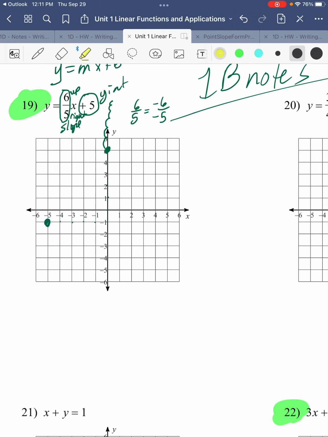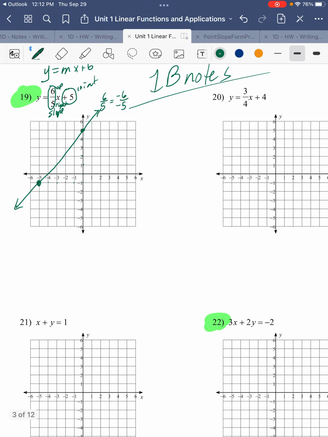And in this case, I can only have 2 coordinates. So I can only have those 2 points. Usually I like to have more than 2 points. 2 points is all you really need to graph a line.